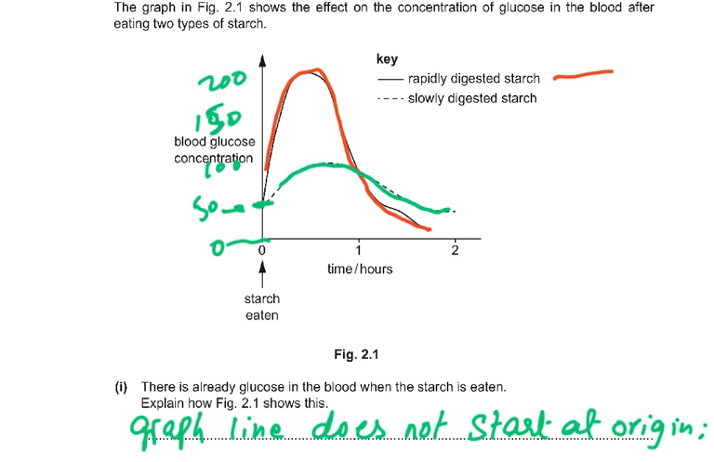Now, if you look at the graph, what has happened? The rapidly digesting starch results in a lot of glucose spiking. So the glucose level went up a lot. But the slowly digesting starch did not go up a lot. It just went up to here, then down. So there's less variation in blood glucose concentration.